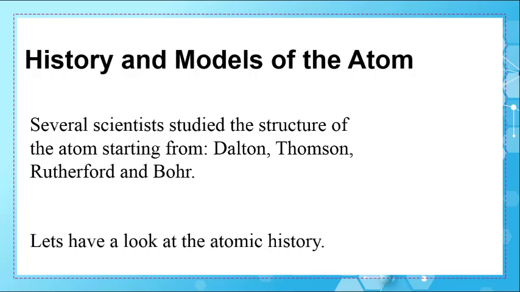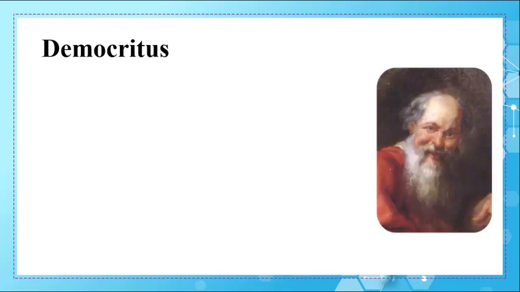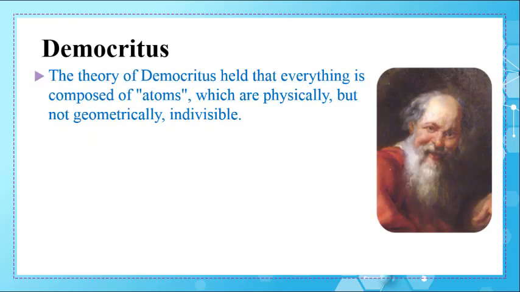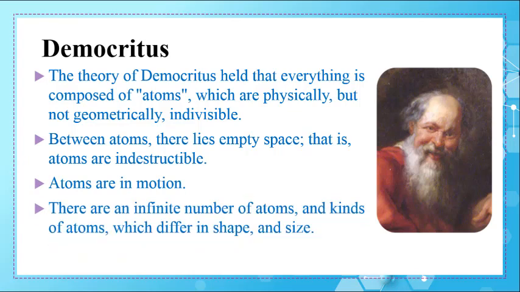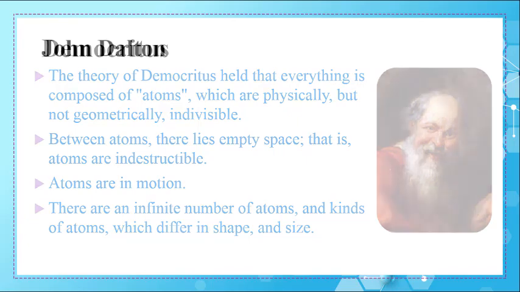In 440 BC, Democritus was the first to propose the idea of the atom. The theory of Democritus held that everything is composed of atoms, which are indivisible. Between atoms, there lies empty space, which makes atoms indestructible. Atoms are in motion. There are an infinite number of atoms and kind of atoms which differ in shape and size.